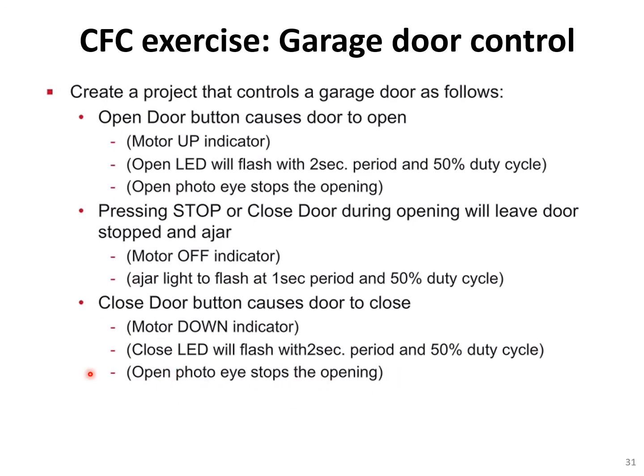So what I recommend you to do at the beginning, try to eliminate the details of the program and implement the overall structure of the program by start stop button and basically the open photo eye maybe, and then you could add more detail. For example, open LED flashing for 2 seconds and the period of 50% duty cycle. So those details could be added later for the sake of simplicity and help you to start with the overall structure of the program. Once you have those fundamentals, then you could add more details to the program and enhance it to a more advanced level.